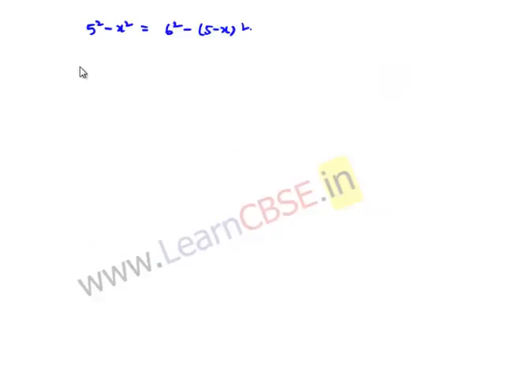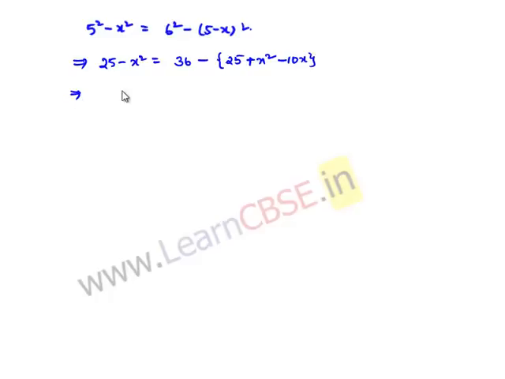Now let us expand this, then we get 5 square, that is 25, minus x square, which is equal to 6 square, that is 36, minus (5 minus x) whole square. Let us apply the (a minus b) whole square formula, that is a square, 25, plus b square, that is plus x square, minus 2ab, that is minus 2 times 5 times x, which is 10x.